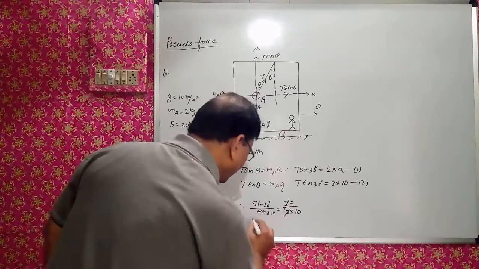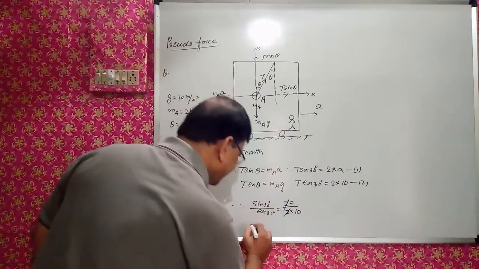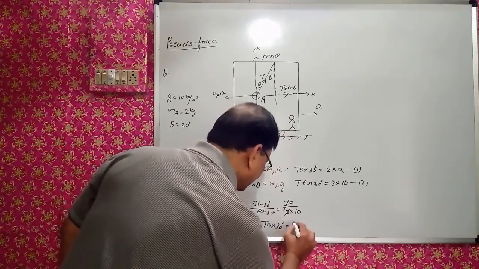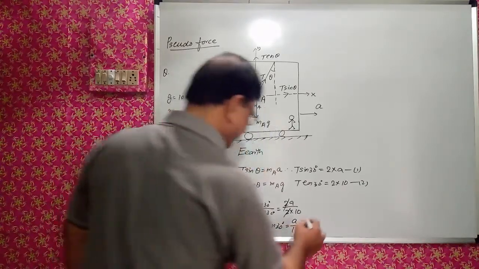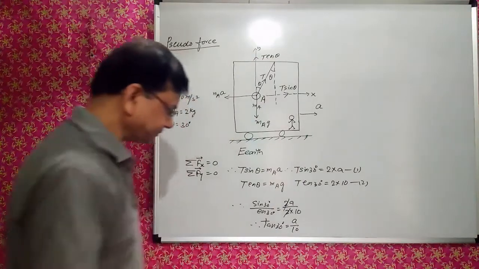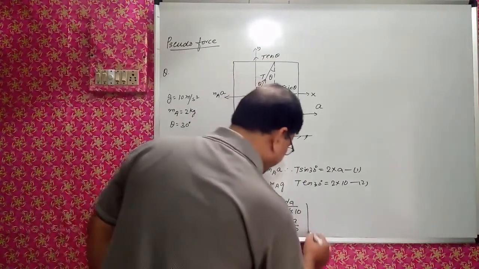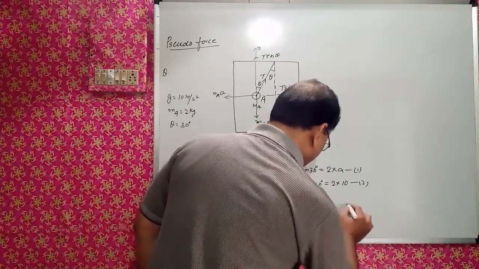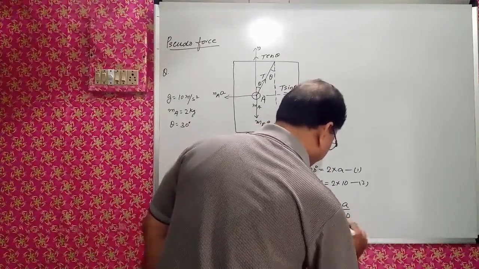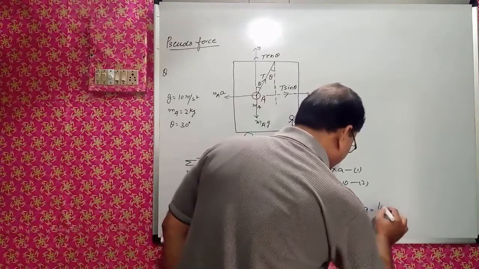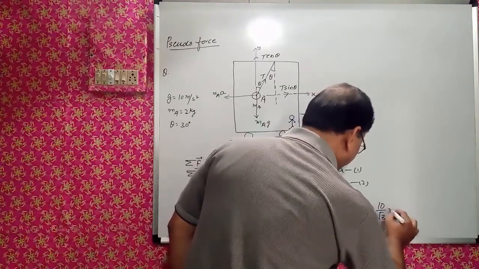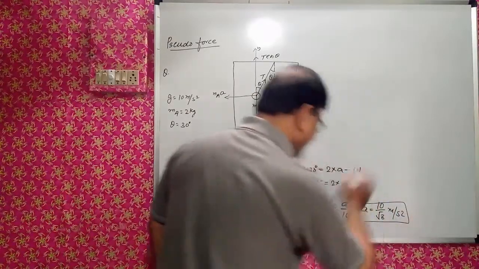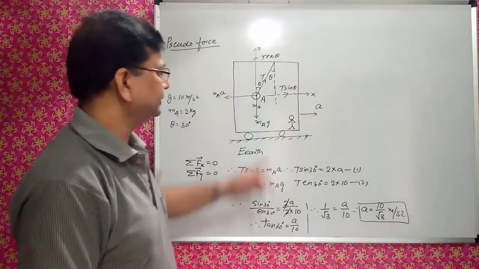2 and 2 will go. This is tan 30. Therefore, tan 30 degree is equal to a by 10, and tan 30 is 1 by root 3. Therefore, 1 by root 3 is equal to a by 10. Therefore, a is equal to 10 by root 3 meters per second square. This is the acceleration of the trolley.